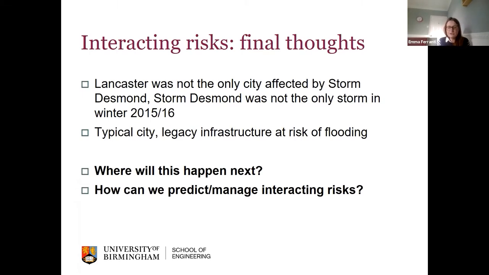And I think, although clearly this was an unfortunate thing to happen to Lancaster, Lancaster is a city which is very fortunate in many respects. It's relatively affluent. There are very low levels of inequality as compared to other parts of the UK and other parts of the world. And I wonder what the consequences could have been if this had happened somewhere else. So I think the last thing I want to say is that if this can happen in my hometown, can it happen in yours? Where will this happen next? And how can we predict and manage these interacting risks?